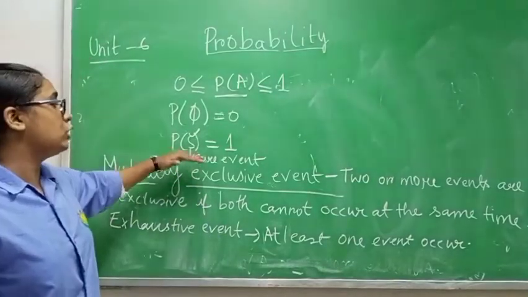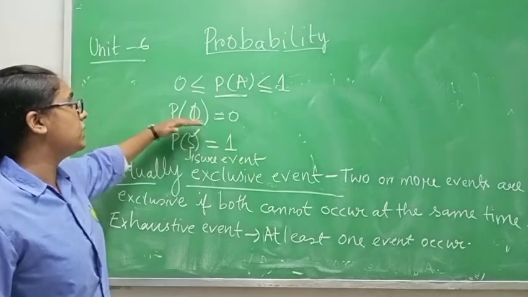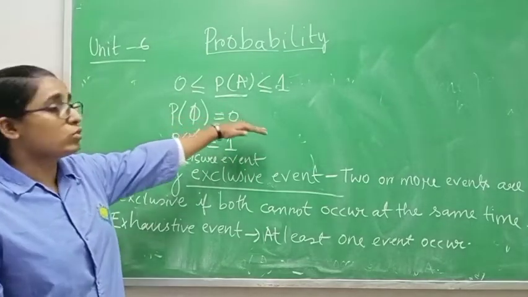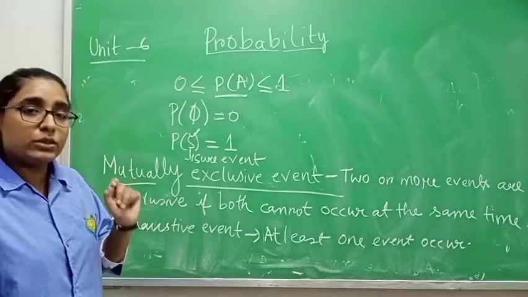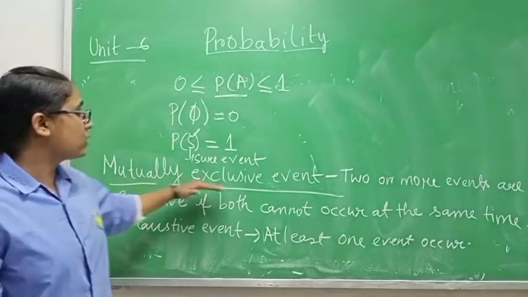That is why the probability of a sure event equals 1 and P(null) equals 0. It means there will be no such probability that it will not occur; it must occur.